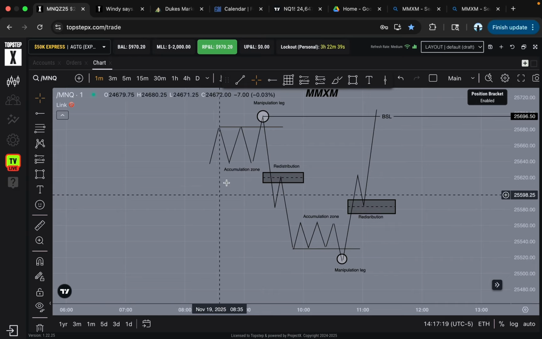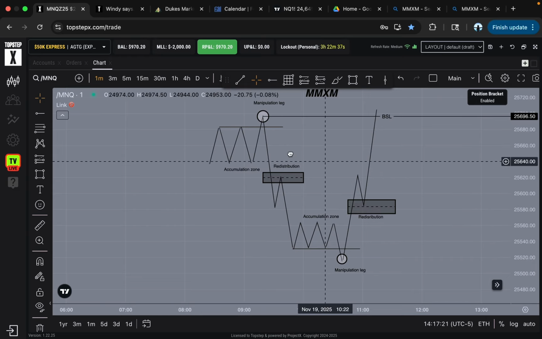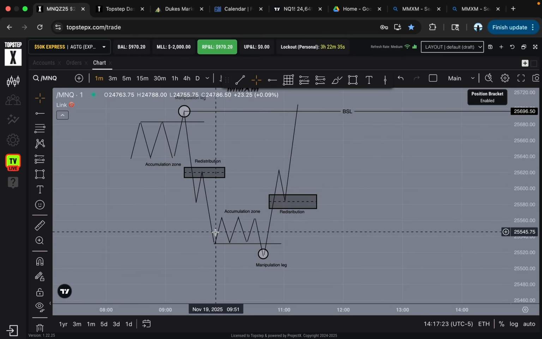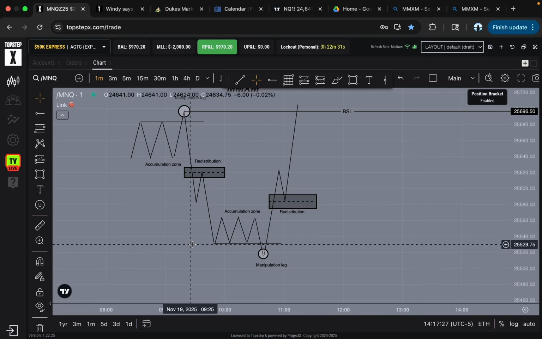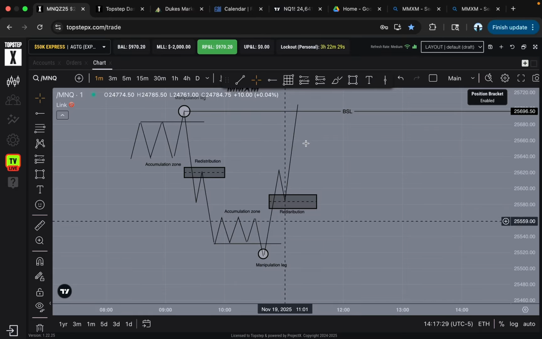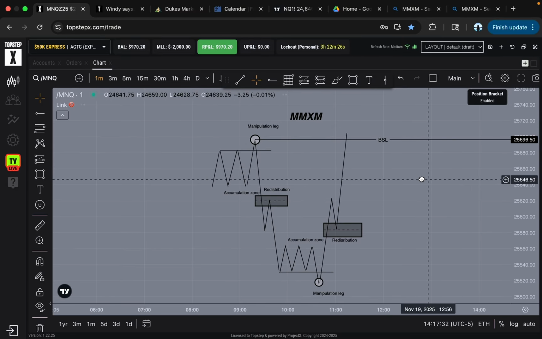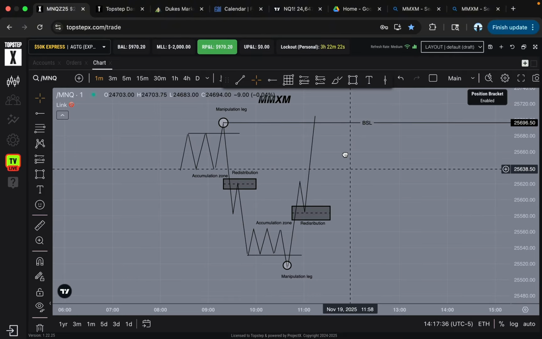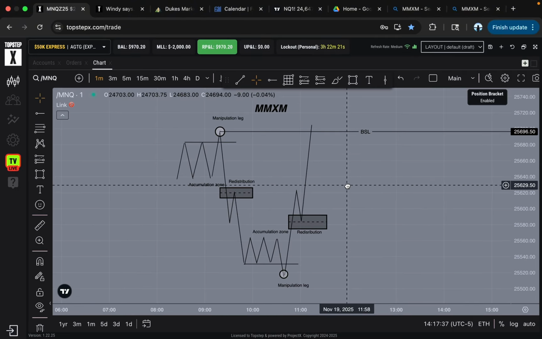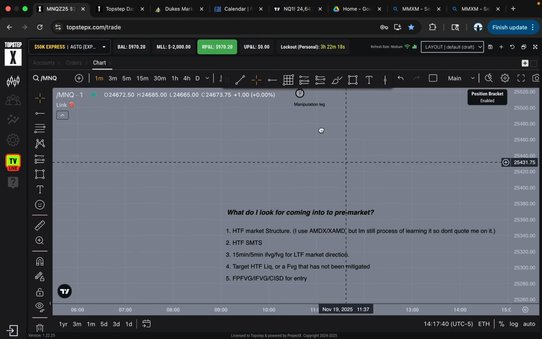So if we're doing a market maker buy model, that's a market maker sell model basically, and then the market maker buy model is this right here. Same thing: accumulation zone, manipulation leg, taking out the supply side generated, distribute, redistribution, boom. Pretty self-explanatory, as you can see. And then yeah, that's the market maker model right there.